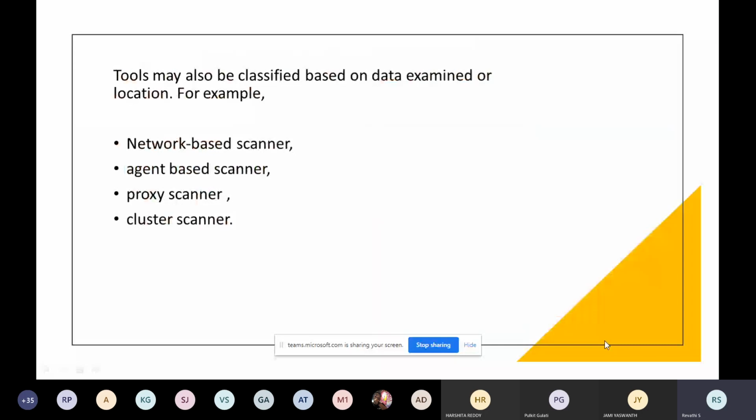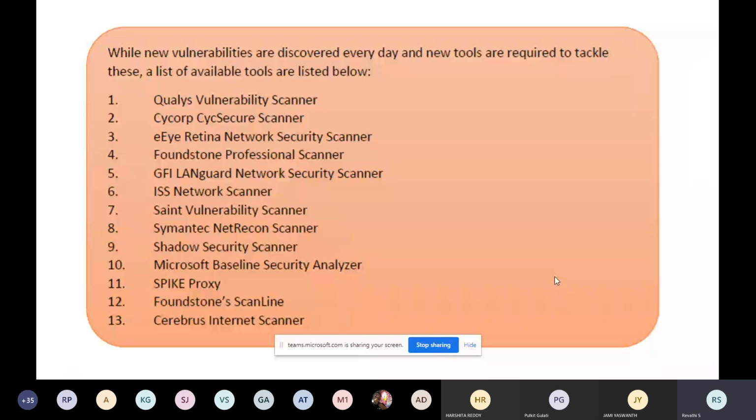Some of the tools we have mentioned: there are so many vulnerability assessment and analysis tools. They are classified depending upon network-based scanner, agent-based scanner, proxy scanner, and cluster scanner. As the name implies, a network-based scanner scans the entire network. An agent scanner covers only one single host or one single firewall. A proxy scanner scans the proxy alone, and a cluster scanner is a combination of some of these scanners. These are the vulnerability assessment tools available in the market right now.